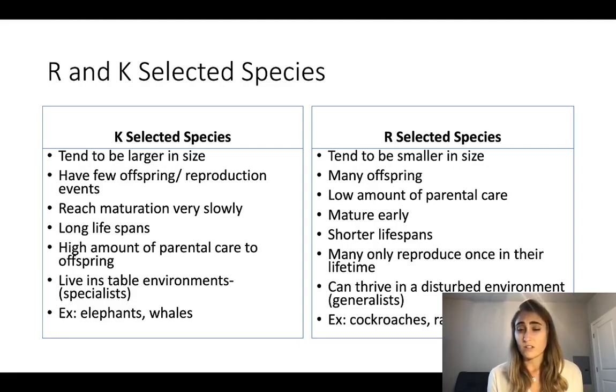A lot of offspring, they don't really take care of their offspring. They can kind of survive in a really large range of tolerance. They reach maturation very early on, within a couple months. So those are pretty characteristic R-selected species. And so this is just another way we can further classify species based on their reproductive habits and their level of care post-reproduction.